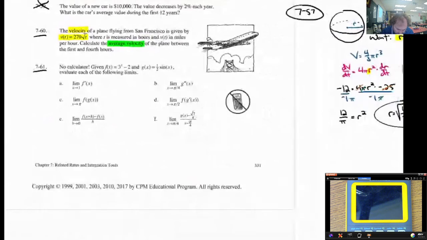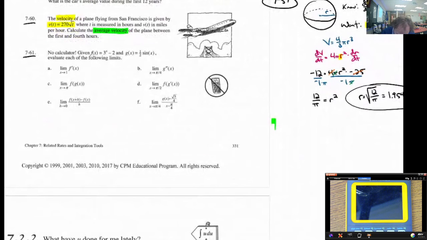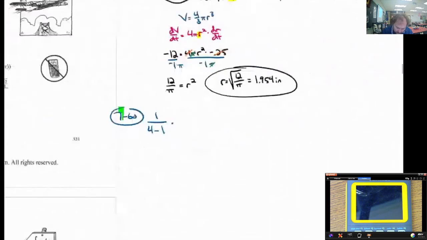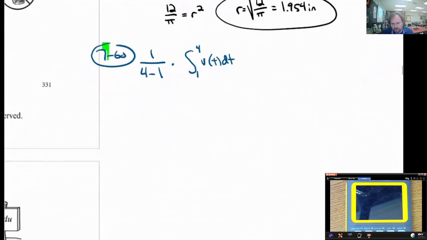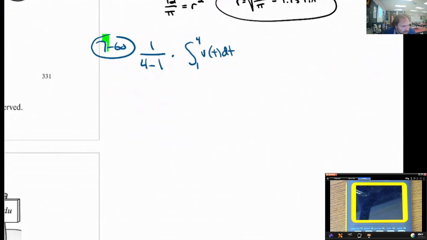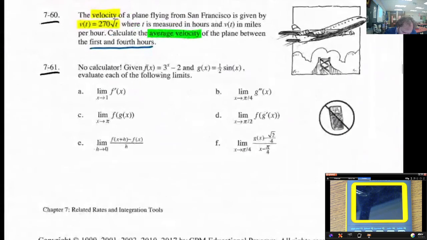So the formula here for 60, I'm going to work down here. We are just going to do 1 over, we're looking for the first and fourth hours, so 4 minus 1 times the integral from 1 to 4 of the velocity function, v of t dt. Let's go ahead and clean that up and plug in the function, and we'll go to the calculator for the answer. We have 1/3 times the integral from 1 to 4, and our velocity function is 270 times the square root of t.